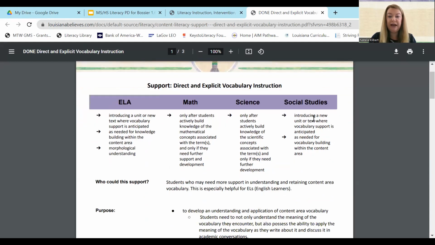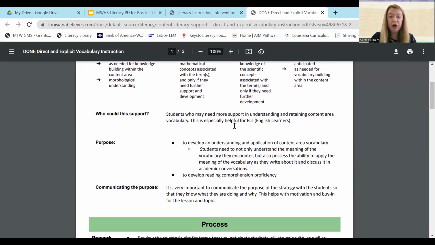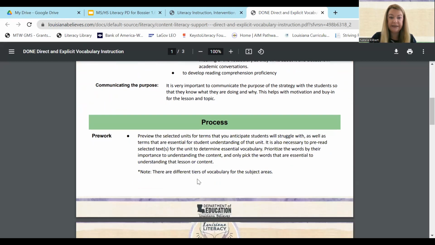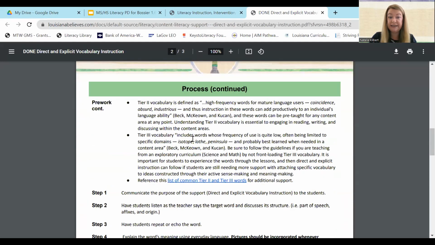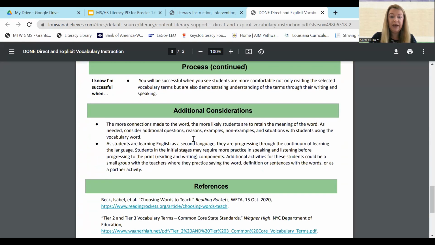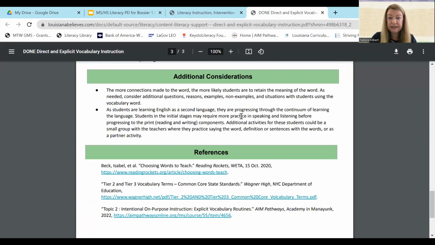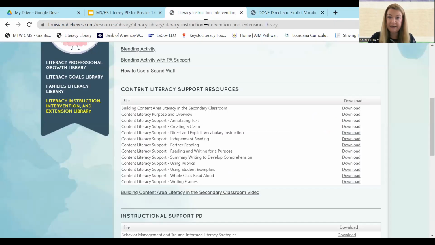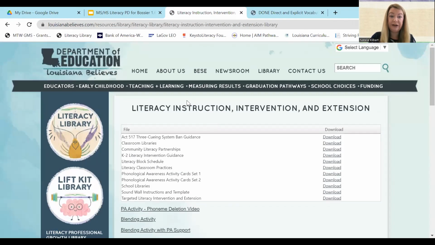It shows you when it would apply to each of the different content areas, who it could support, the purpose of the support, communicating that purpose, and a very detailed process, step by step, on exactly what to do when you're implementing this particular thing. It also talks about additional considerations, and these are usually for your students who need more support in your class and what you can do with this support with them. So that's where that content literacy library is.